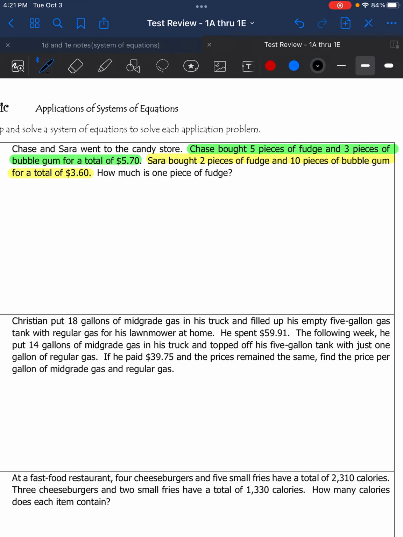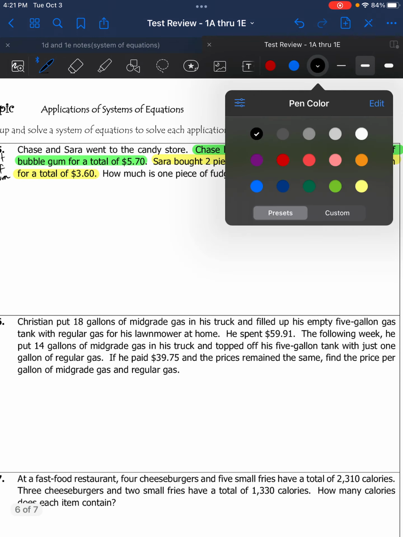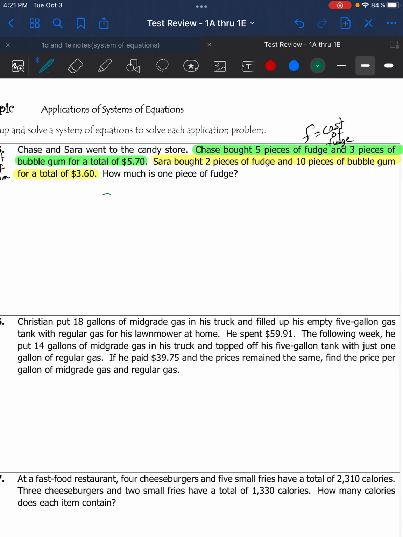I'm going to say fudge is going to be F, and that's going to be the cost of 1 piece of fudge. And then B is going to be the cost of 1 piece of gum. I'm going to make it green so that it kind of matches up. So Chase bought 5 pieces of fudge, so 5 times however much fudge is, plus 3 times however much bubble gum is, I don't know. And that's going to equal $5.70.